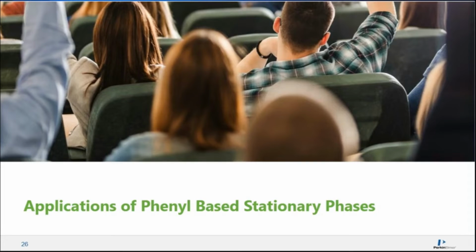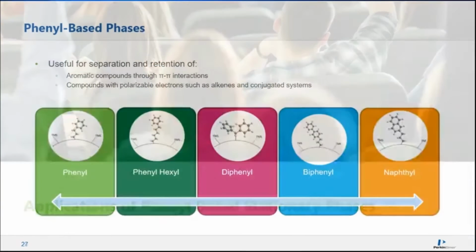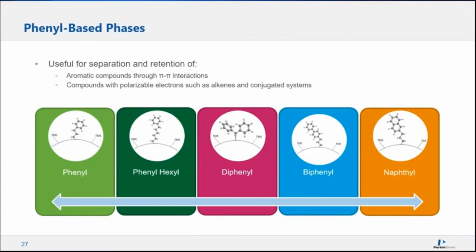There are other alternative phases, and many of these are based on phenyl structures. And here is an array of these phenyl alternative stationary phases, all the way from a regular phenyl compound bonded to silica, a phenyl hexyl bonded to silica, a diphenyl, a biphenyl, and a naphthyl. Again, they can retain aromatic compounds through pi-pi interactions. Compounds with polarizable electrons, such as alkenes and conjugated systems, work well with these types of stationary phases.